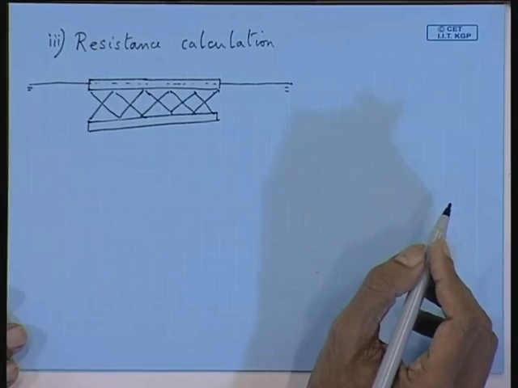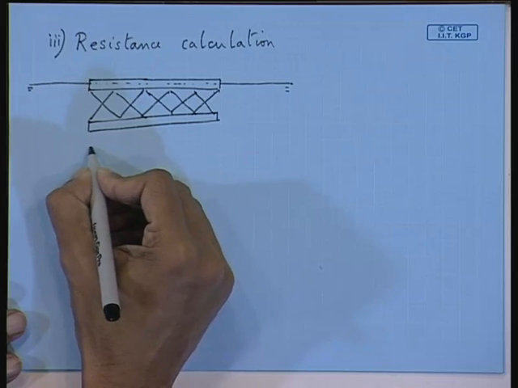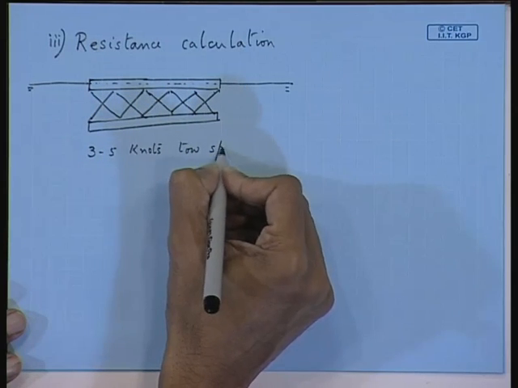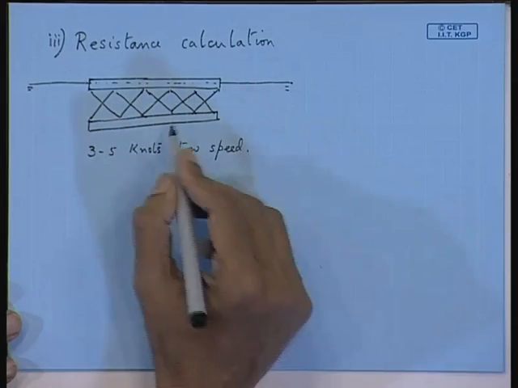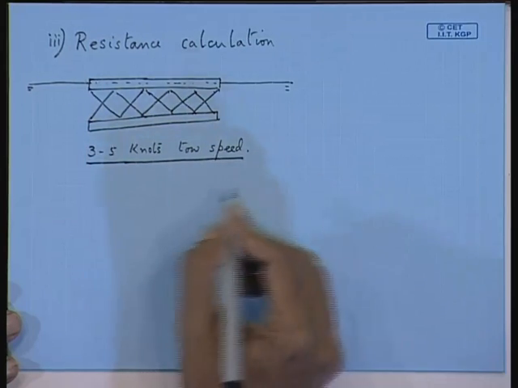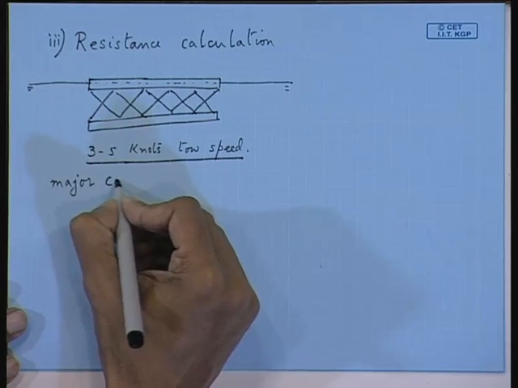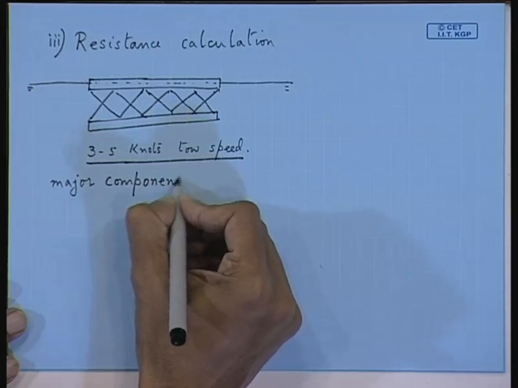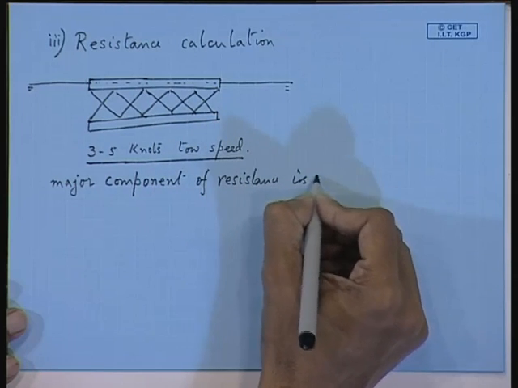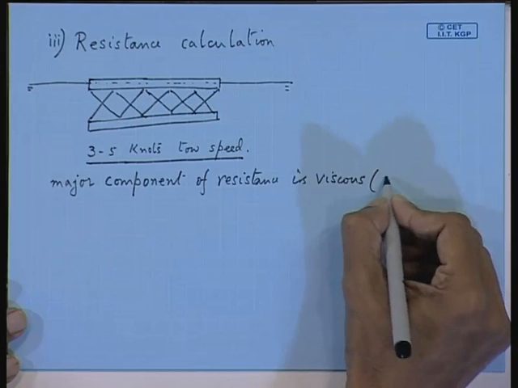But your resistance is going to be high, and normally that is the reason why you don't pull the jacket at more than say 3 to 5 knots tow speed. And at such a slow speed, you obviously will not have much wave resistance, but the major component of resistance will be viscous resistance. So there is a lot of viscous drag. Viscous means frictional drag.